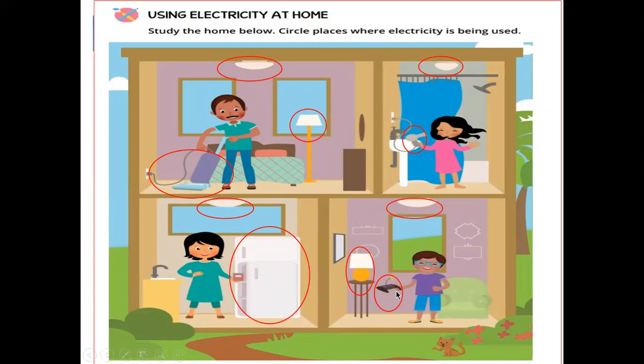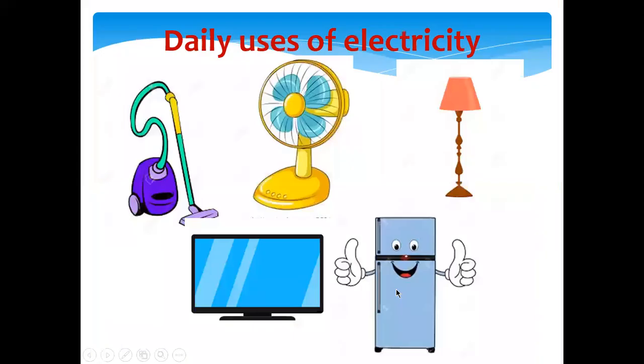Super kids. What are some activities that we do every day using electricity? We use electricity in lighting a house, turning on devices like vacuum cleaner, fans, television, fridge, and others.